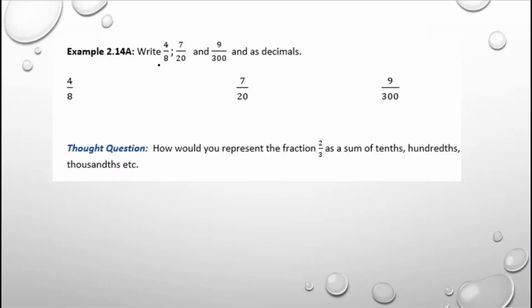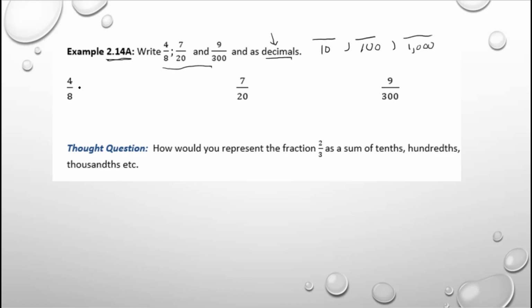So we want to write these three fractions as decimals. Hopefully you read 2.14 and got a little idea what we're doing here. This is the one you're responsible for. We're going to write them as decimals. Deci means 10, right? Deca means 10. That's why they call it decimals. So decimals have units or denominators like that, or like that, or like that, and so on. That's the denominator in our decimals. We can't have any other denominators.